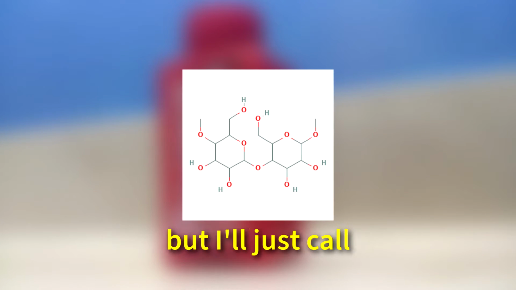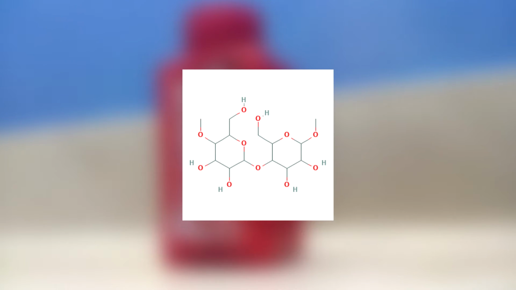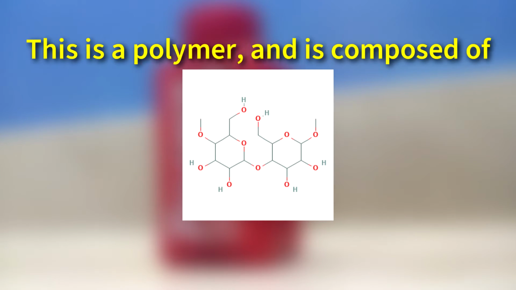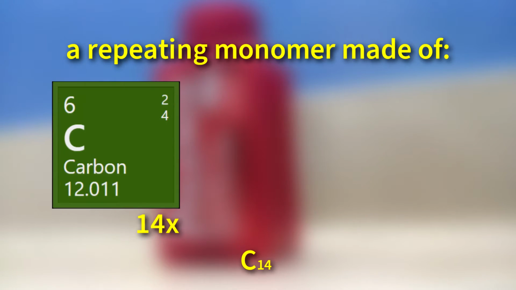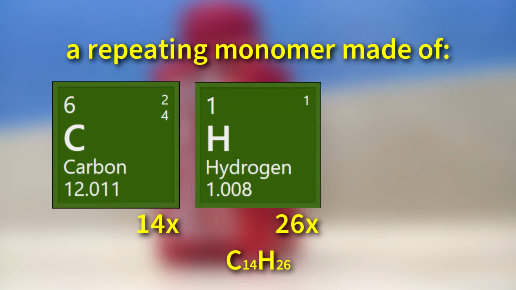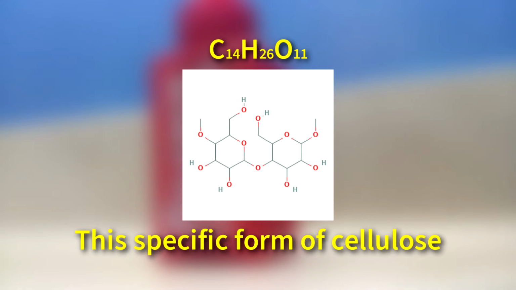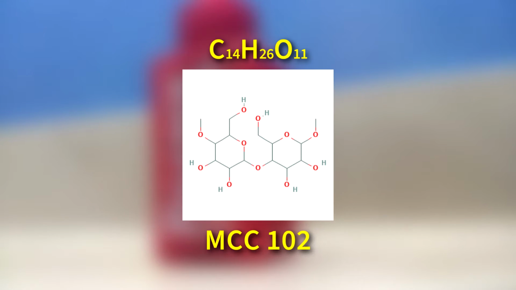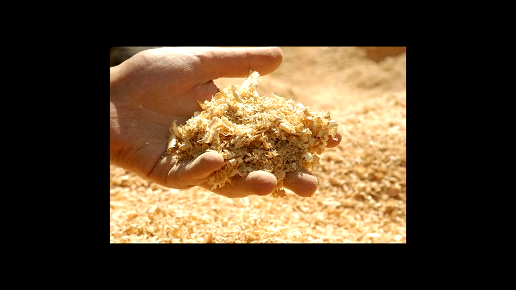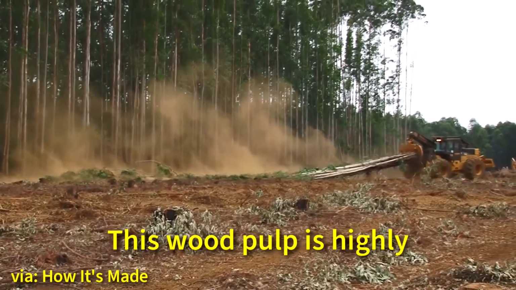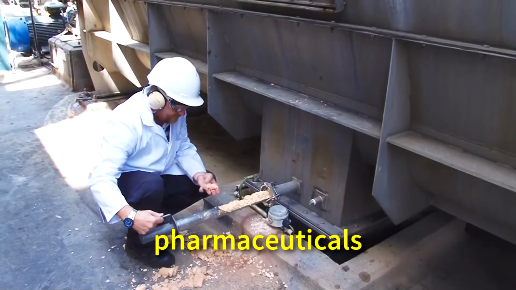The second ingredient is microcrystalline cellulose, but I'll just call it cellulose for short. This is a polymer and is composed of a repeating monomer made of 14 carbon atoms, 26 hydrogen atoms, and 11 oxygen atoms. This specific form of cellulose is called MCC102 and is made from refining wood pulp. Yeah, you heard that right. It's wood. But don't worry, this wood pulp is highly refined and quality controlled for use in pharmaceuticals.